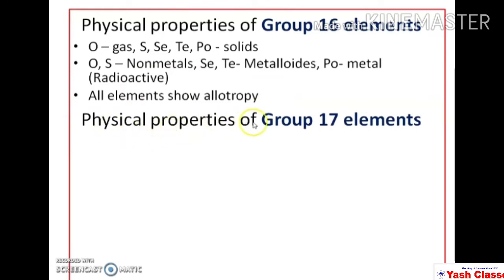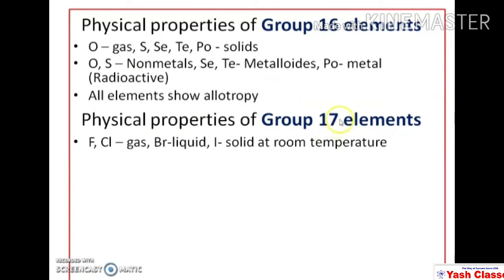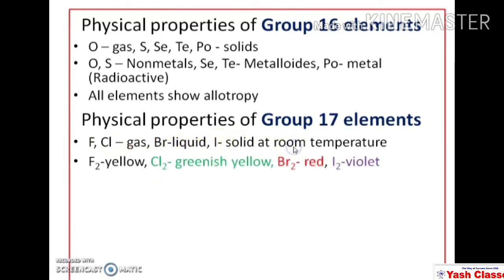Then physical properties of group 17 elements. Group 17 is actually the halogen family. Again there are 5 elements: fluorine, chlorine, bromine, iodine and astatine. Out of these 5 elements, fluorine and chlorine are gases at room temperature. Bromine is a liquid at room temperature and iodine is a solid at room temperature.